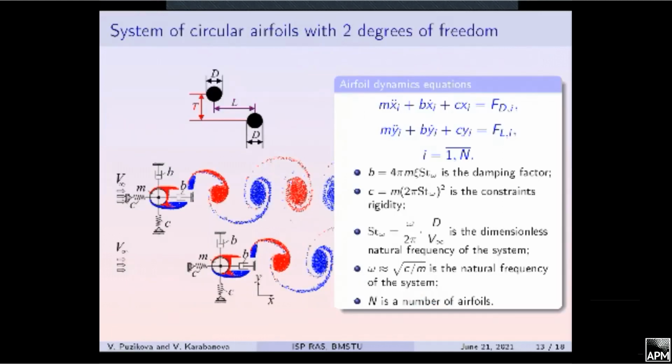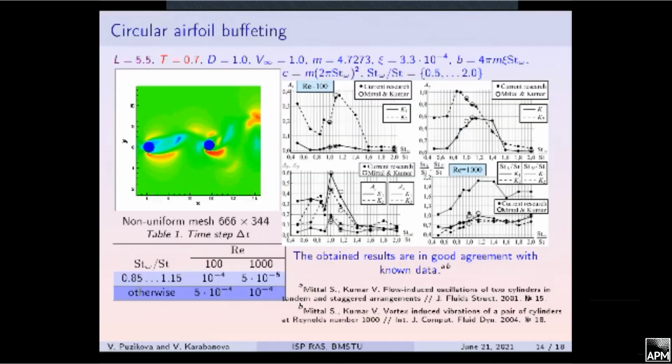Also, we considered the motion of the systems of circular airfoils across the stream with 2 degrees of freedom. Airfoil's constraints are assumed to be linear viscoelastic, and the airfoil's motion is described by the following equations. To simulate a buffeting phenomenon, we considered the motion of 2 equal circular airfoils at the following parameters.